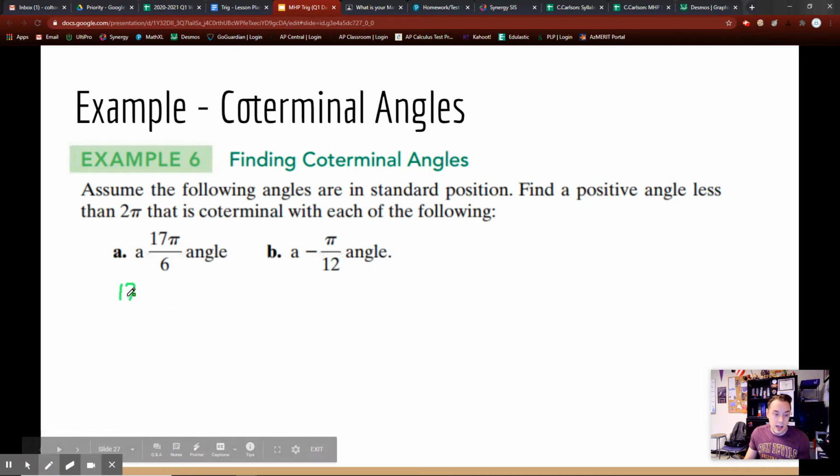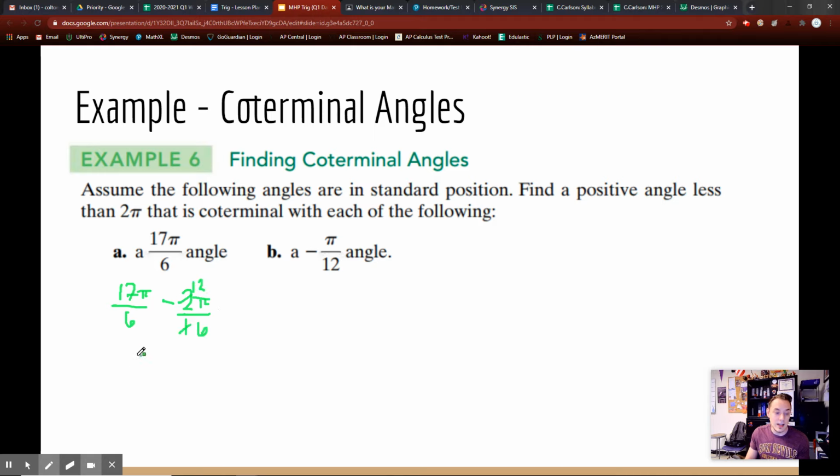Well, the first thing I need to do is write it down, and I'm going to subtract, not 360, but 2 pi. The reason is that 360 is 2 pi radians, and in order to do that I need like denominators. So times 6 gives you 12. What's 17 minus 12? That is going to be 5 pi all over 6. That's how you do it completely mathematically.